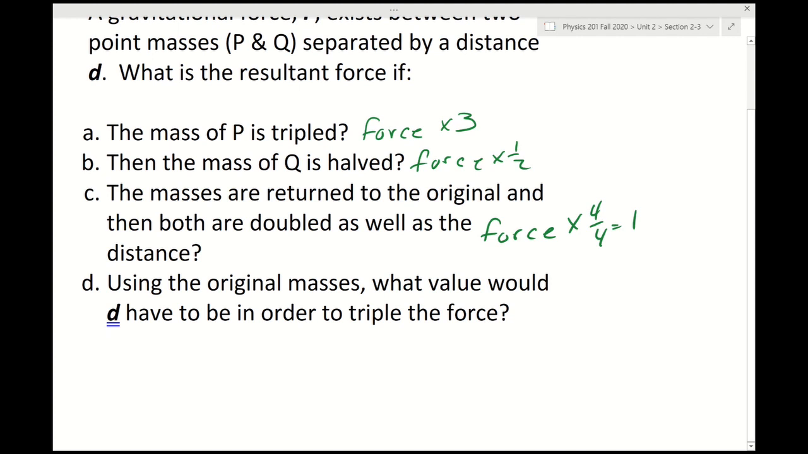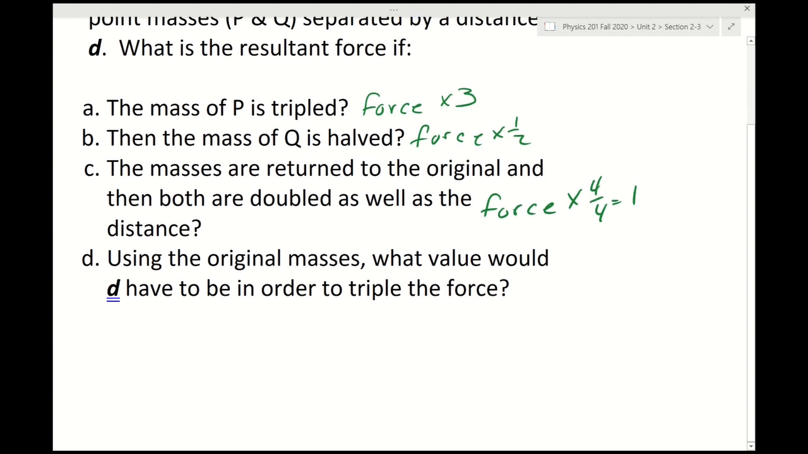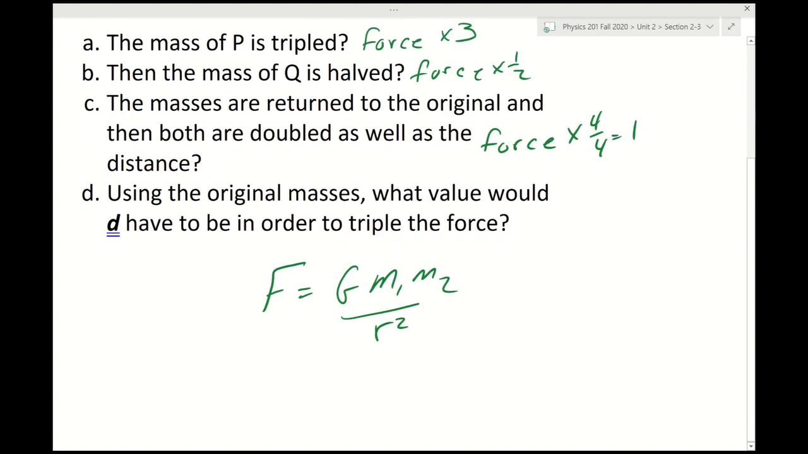On the other hand, if we had the original masses, what would have to be done to triple the force? So what are we looking at? We had F equals big G M1 M2 over R squared. We now need 3F.